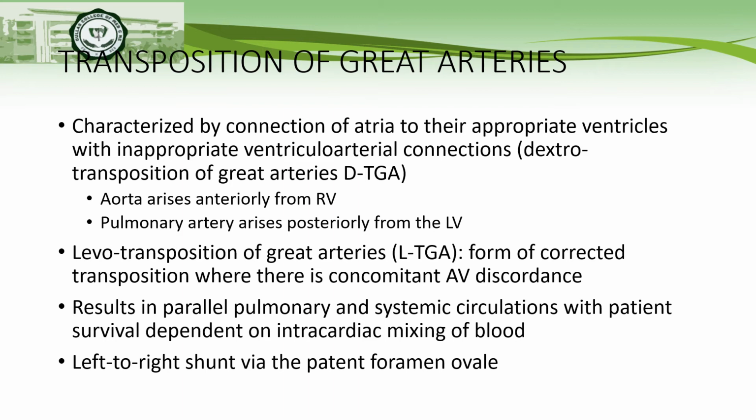So, TGA results in parallel pulmonary and systemic circulations with patient survival dependent on intracardiac mixing of the blood. So after birth, both the ventricles are relatively non-compliant, and so infants initially have higher pulmonary flow due to the decreased downstream resistance. This then causes a left to right shunt and a left atrial enlargement. So the left to right shunt goes through the patent foramen ovale.